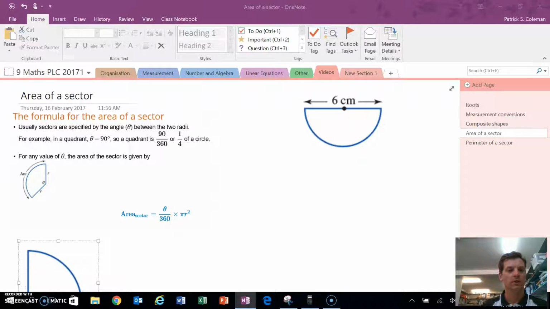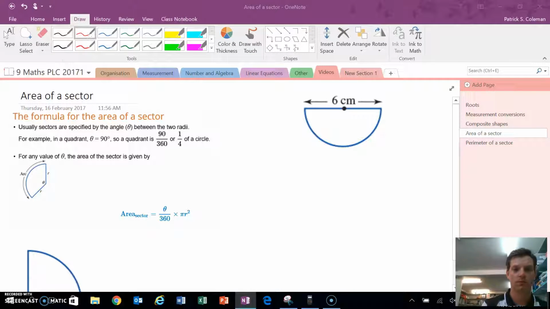Okay, in today's lesson we're looking at finding the area of a sector. So a sector is just part of a circle, and we can see we've got an example up here. We know that to find the area of a circle, the formula is pi r squared. So we don't want to find the whole area though, we want to find part of it.